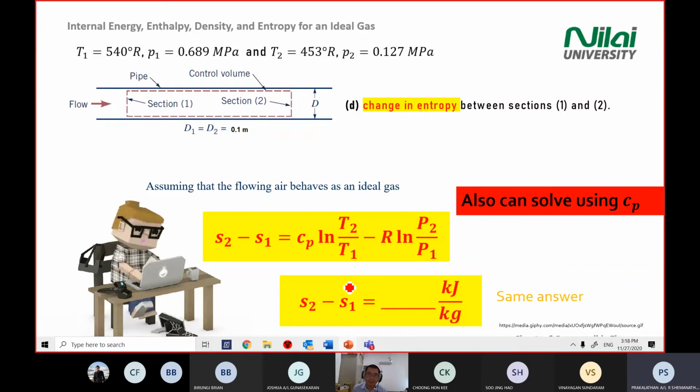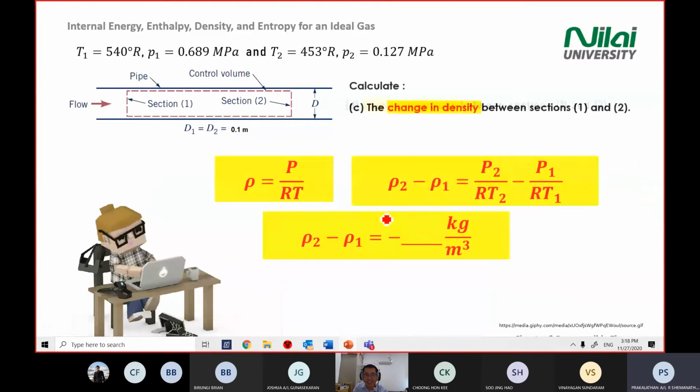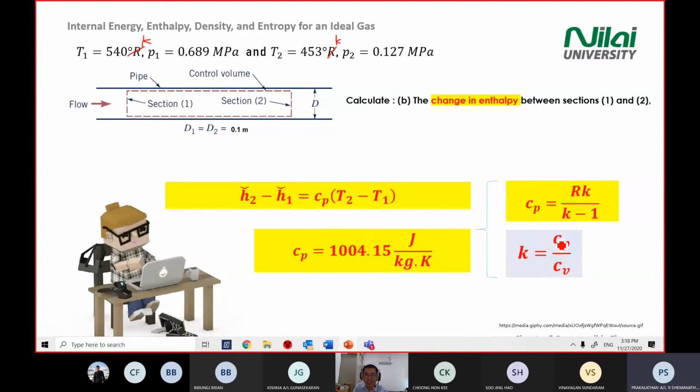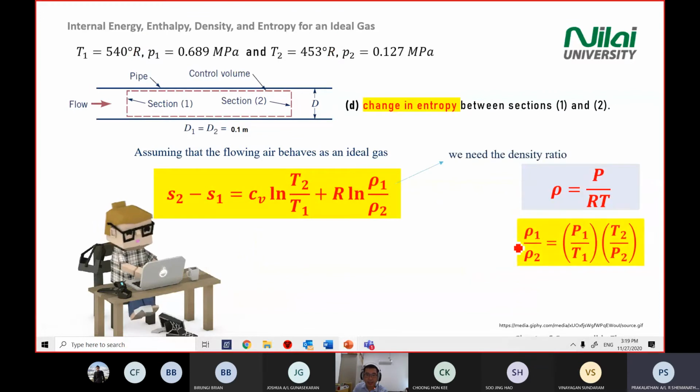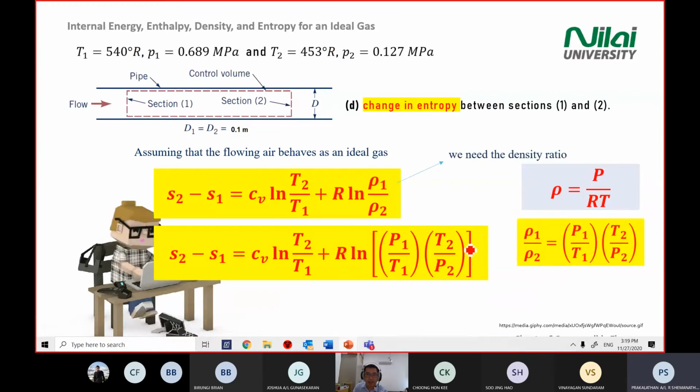We are using a CP equation for the entropy. Do we have to change to the CV, right? No need. You go straight away, but you have to calculate the CP in this case. CP is given by this equation, K divided by this one. In the last chapter we said if we have a CP, then we have to change to the CV. No, it depends on the case.